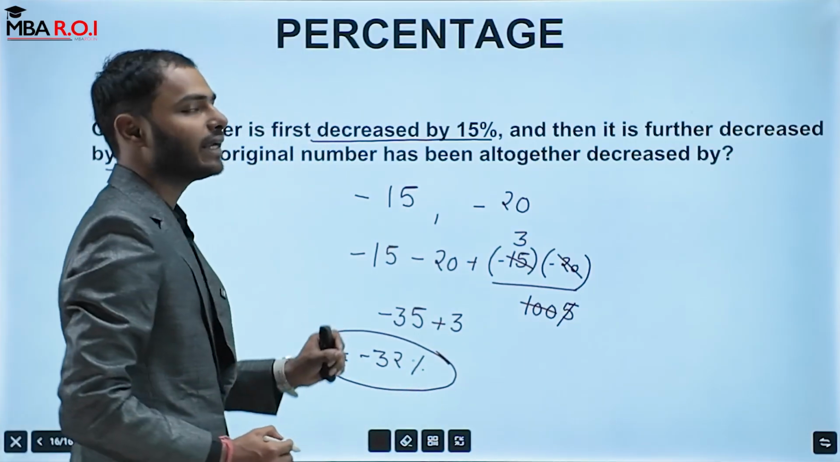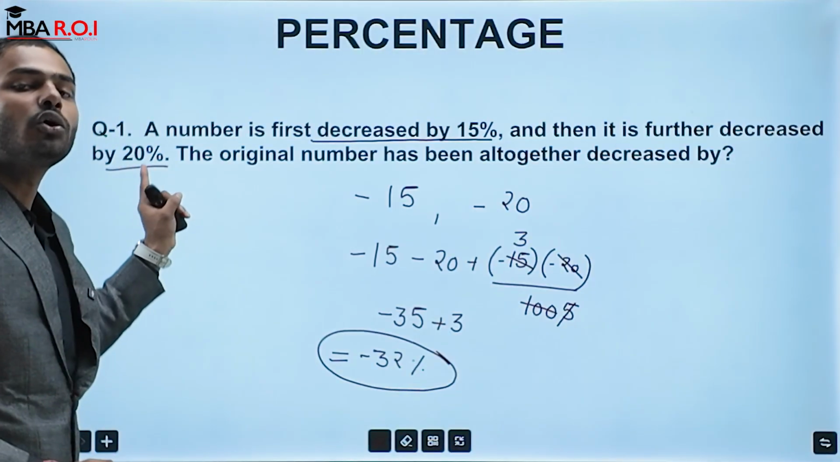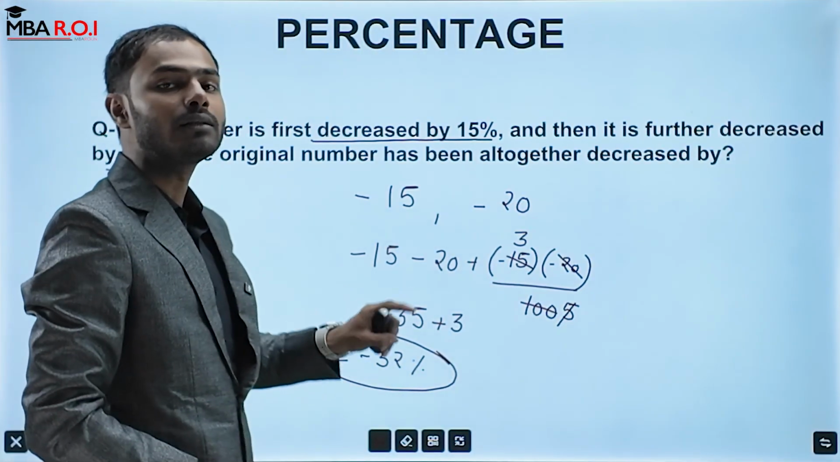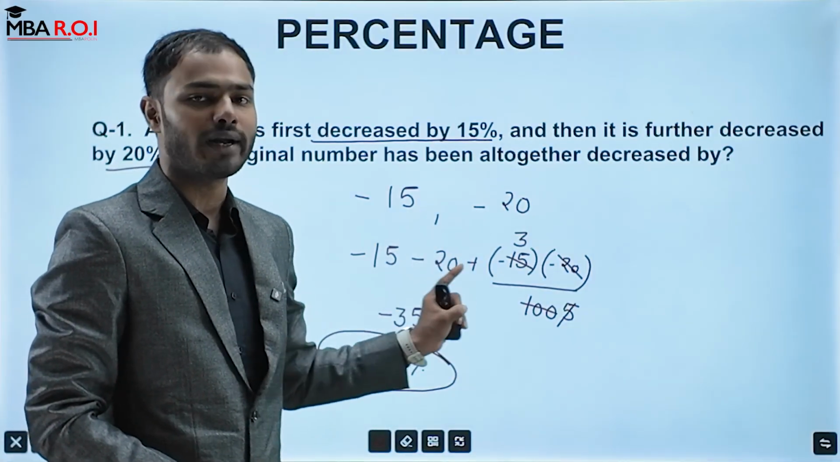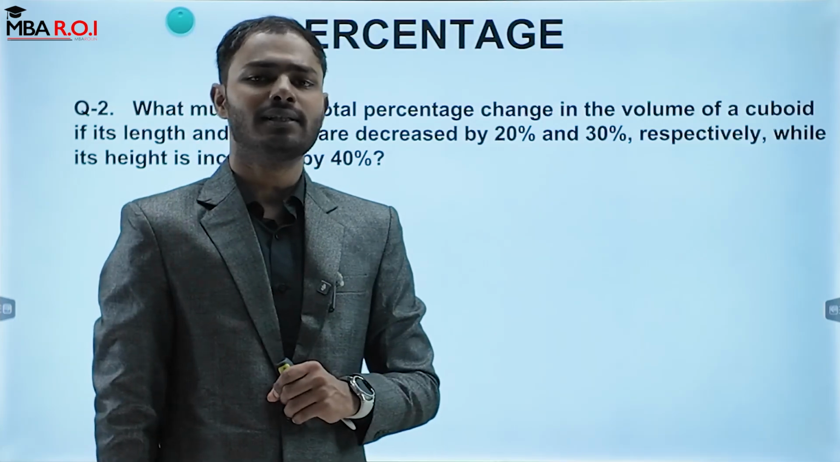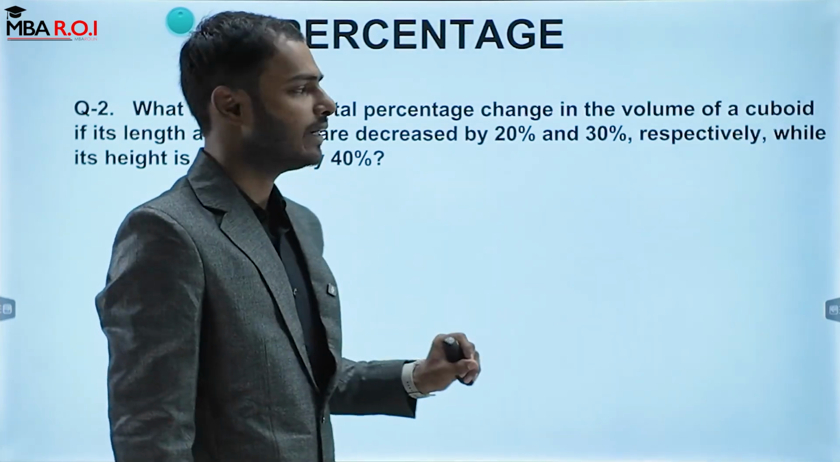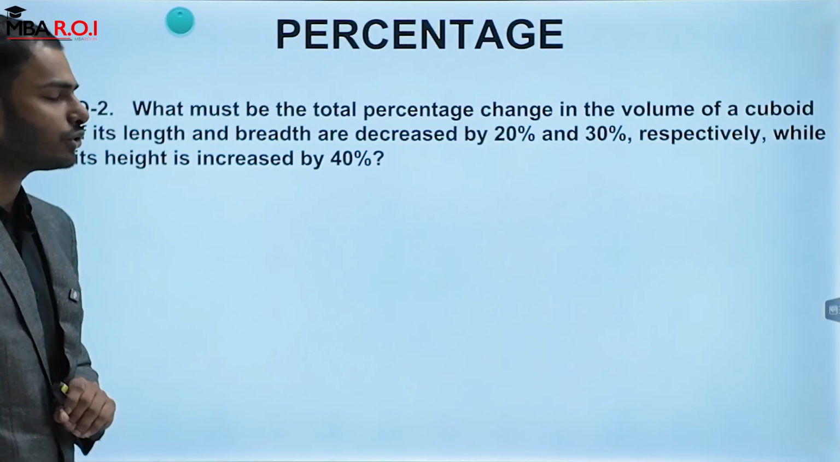It means the overall decrease after a 15% decrease and then a consecutive 20% decrease will be a 32% decrease. So match your answer, whether your answer was correct or incorrect. Now we'll try another question. So now let's try the second question. Again, pause the video, try to solve this question and then you can watch the solution.